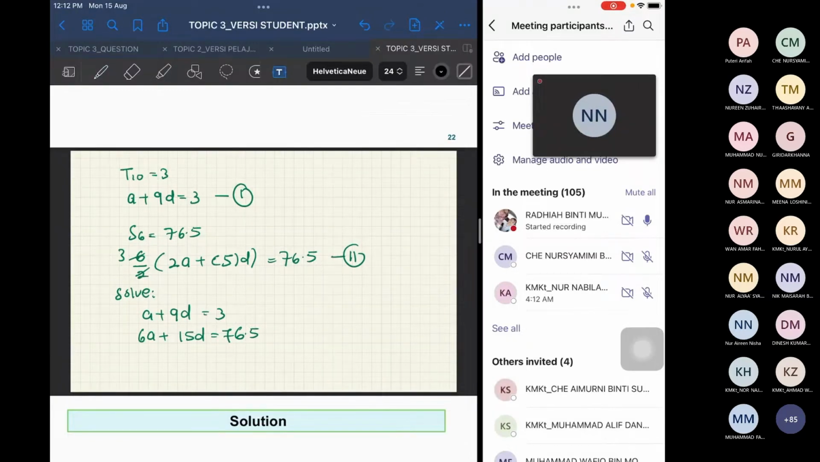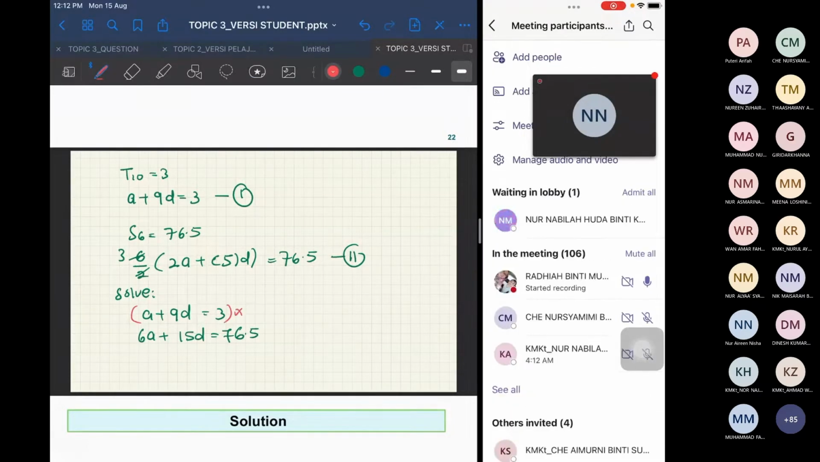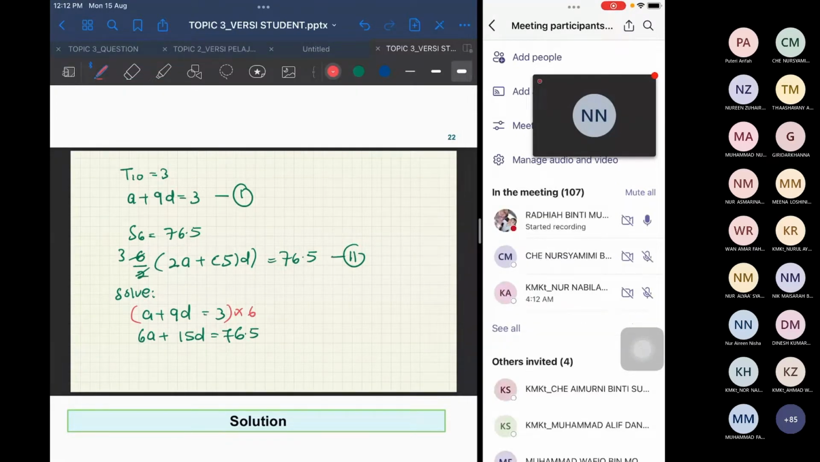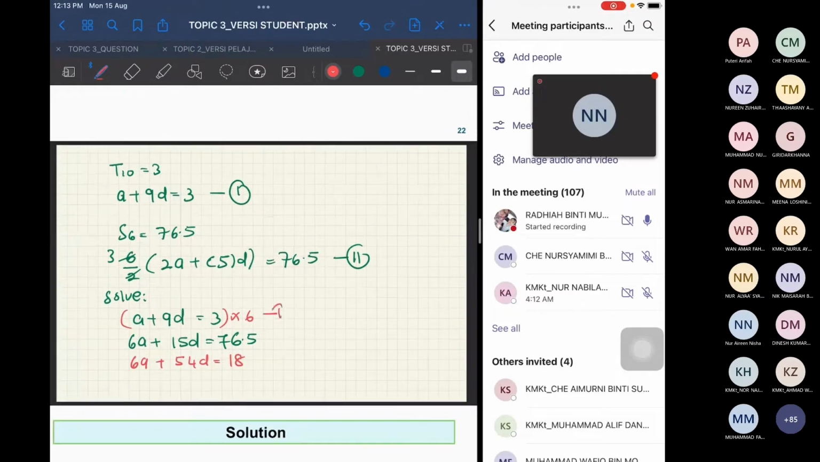Okay, so kalau kita nak guna elimination, okay, so kita akan samakan salah satu unknown kita ni. Saya nak samakan A. Okay, so darab dengan 6. Okay, so akan dapat 6A plus 9 darab 6, 54D is equal to 18. So you ada, this is equation 1, equation 2 and equation 3.